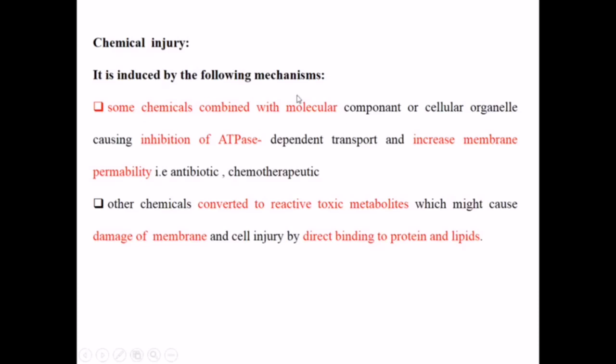Either the chemical combines with a molecular component or cellular organelle, which leads to inhibition of ATPase-dependent transport and increases membrane permeability, like some antibiotics or chemotherapeutics. So these chemicals affect membrane permeability. Other chemicals are converted to toxic metabolites, which also cause damage to the membrane and cell injury directly by binding to proteins and lipids.